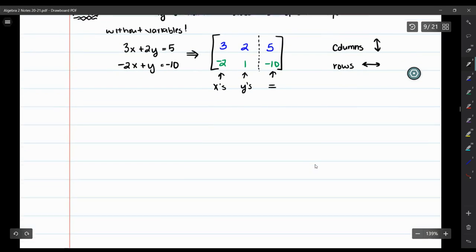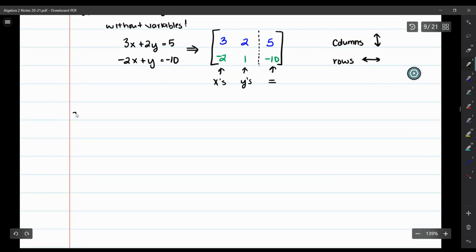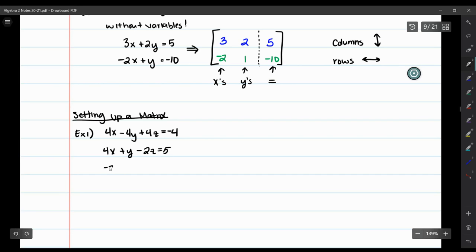Let's talk about how to set up a matrix. Let's talk about how I knew how to do that. So, setting up a matrix. Here's our first little section. How do we set up a matrix? So here's our first example. All I want to do is translate this system of equations into a matrix. So 4x minus 4y plus 4z equals negative 4. 4x plus y minus 2z equals 5. And negative 3x minus 4y minus 4z equaling 16.